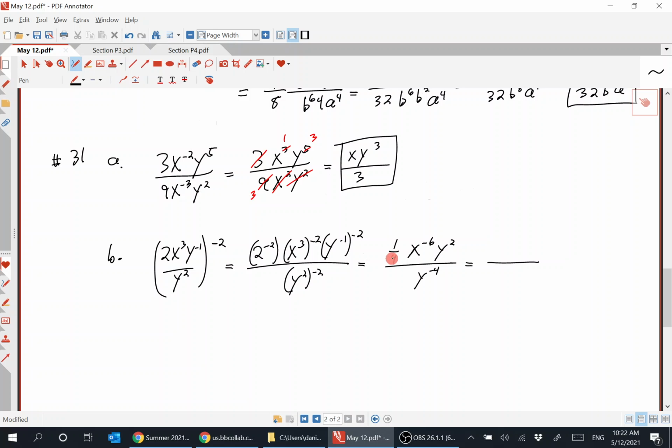So with the 1/4, leave the 1 on the top and put the 4 on the bottom. With the y to the negative 4 on the bottom, bring that to the top and it becomes y to the 4th. And with the x to the minus 6 on the top, bring that to the bottom, make it x to the 6th. And then y squared up here. So this becomes y to the 6th over 4x to the 6th.